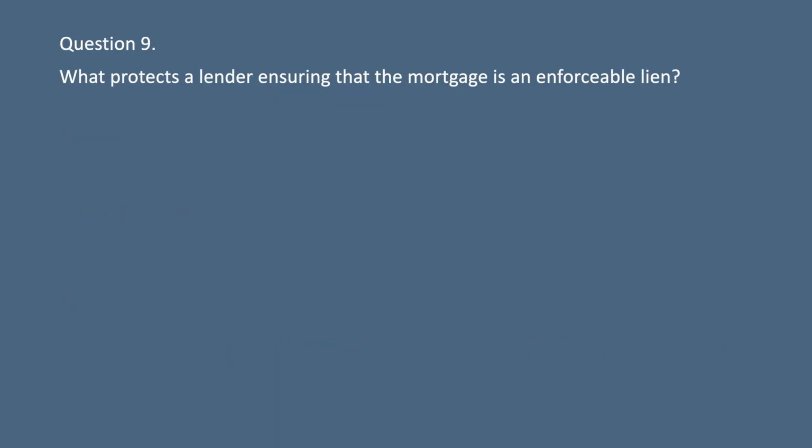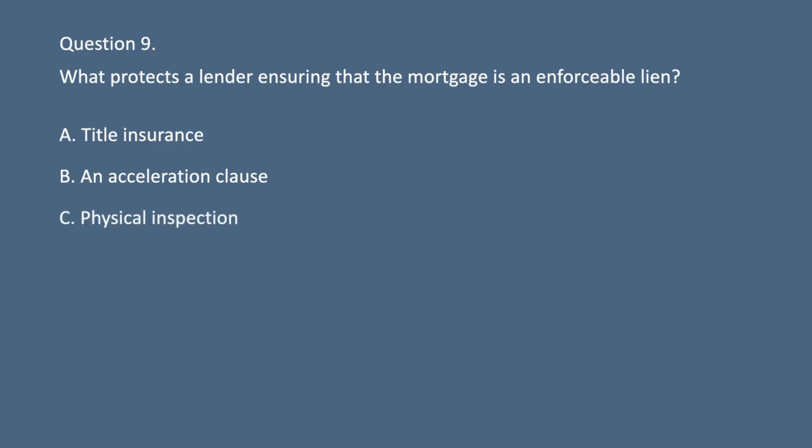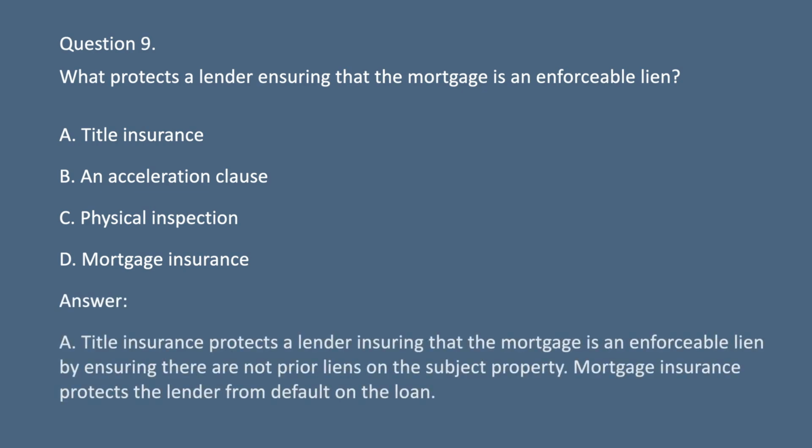Question 9. What protects a lender ensuring that the mortgage is an enforceable lien? A. Title insurance. B. An acceleration clause. C. Physical inspection. D. Mortgage insurance. Answer: A. Title insurance protects a lender ensuring that the mortgage is an enforceable lien by ensuring there are not prior liens on the subject property. Mortgage insurance protects the lender from default on the loan.